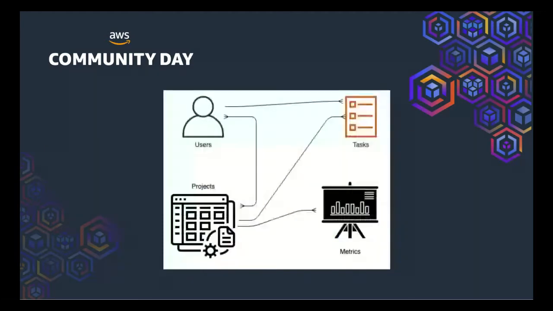So to provide an overview of the different entities that we will have in Regia, you can see here that users can belong to many projects and projects can have many users. Projects are also made up of many tasks, and a user can be assigned to one or many tasks. And here we can see that projects also have metrics that build up over time.